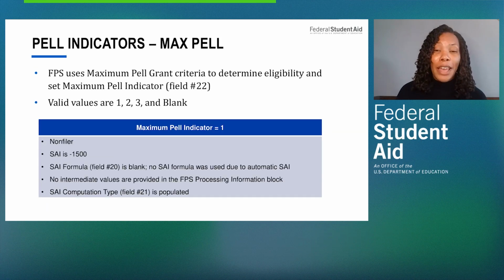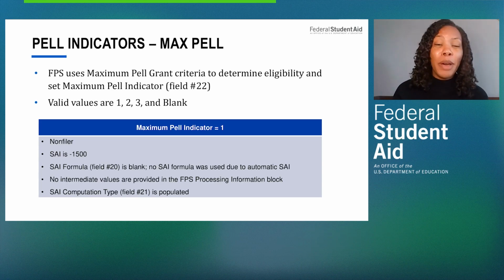So on the ISIR now, because the formulas are separate, for Pell Grant eligibility, you have Pell Grant indicators. You have a maximum Pell Grant indicator. You have a minimum Pell Grant indicator, and then you have a Pell Grant indicator for Pell Grants that are what we call the calculated Pell. We'll get to that in a second.